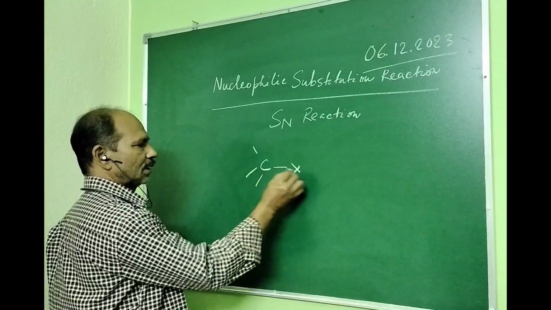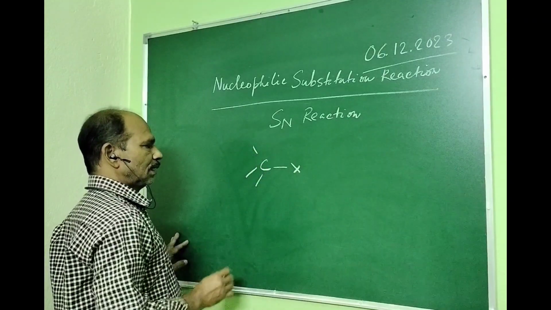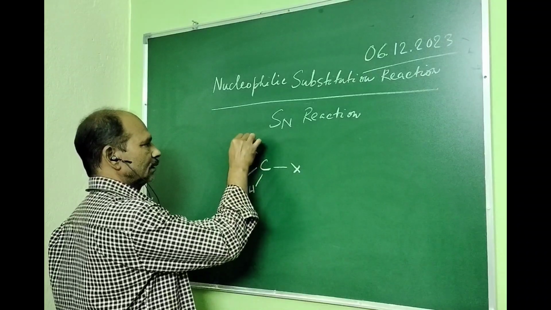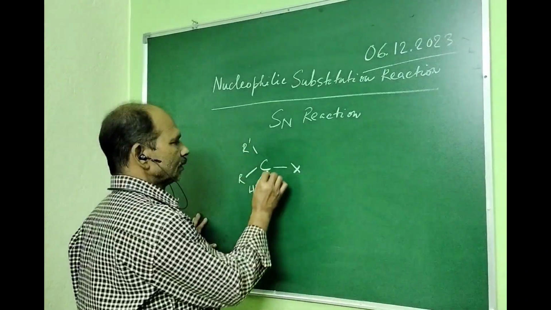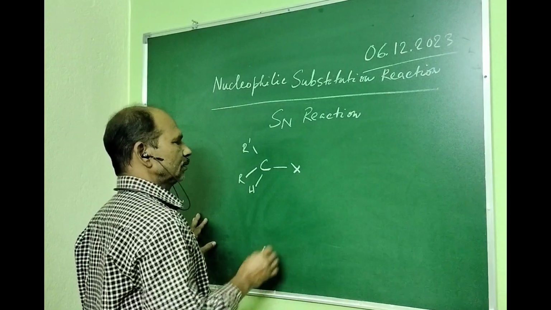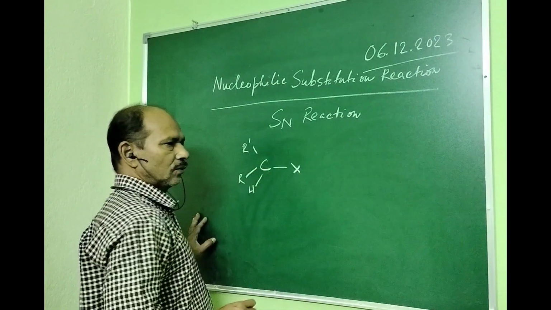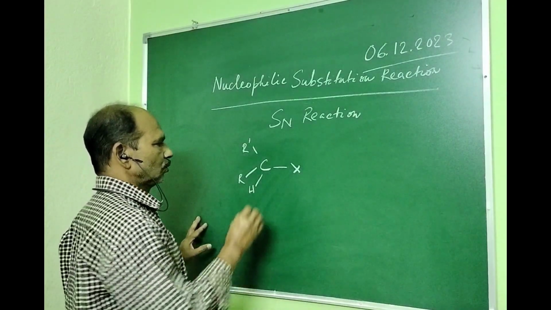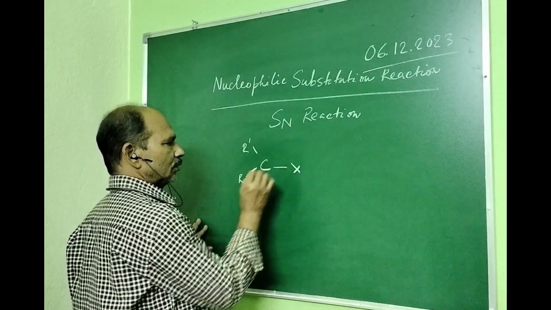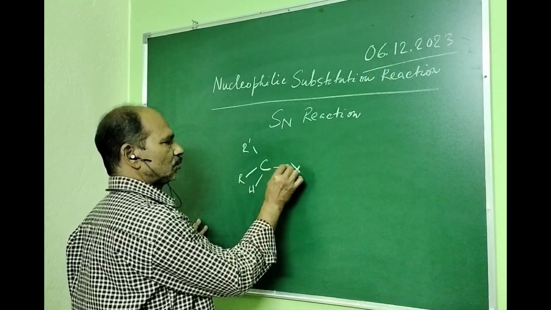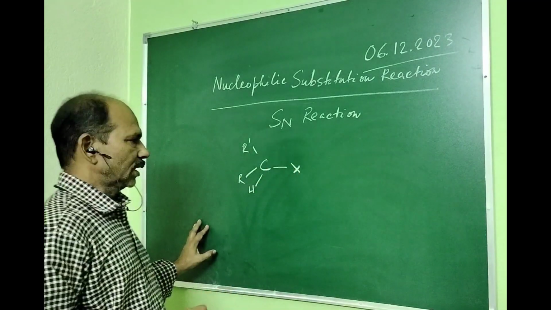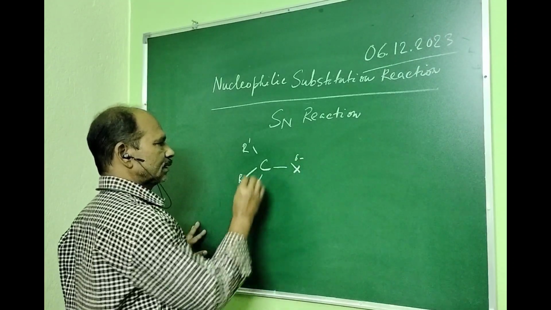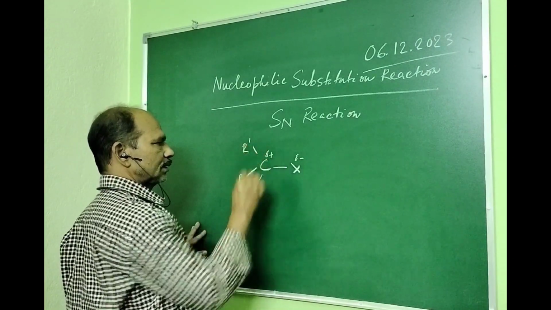This one is the carbon halogen bond, and this may be hydrogen or alkyl. This bond is polar because we know halogen is more electronegative than carbon. So, in this bond, the electron drifts towards the halogen atom. So, it gets some negative charge and the carbon gets some positive charge.